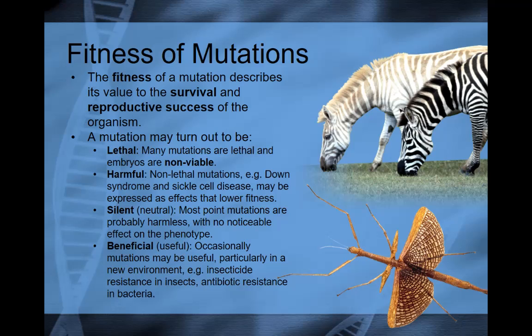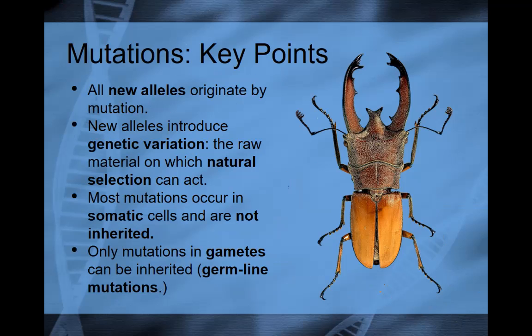And then we have the beneficial mutations. Now, occasionally, one of these mutations will actually be useful or very useful in a particular environment. Examples include insecticide resistance in insects, antibiotic resistance in bacteria. These mutations then give an advantage to the individual who has obtained it and get passed on to future generations as something that's helpful. Okay, so a couple key takeaways from today.